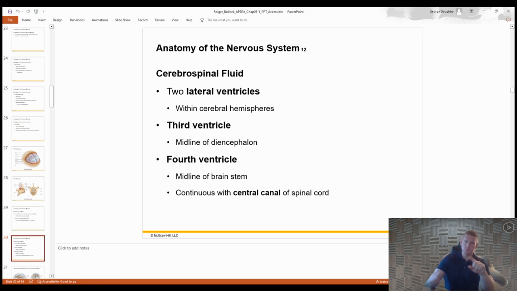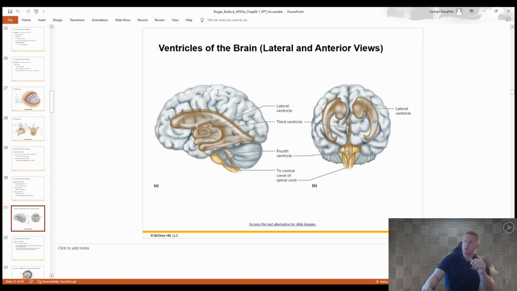There's 4 total ventricles, 2 lateral wings, a 3rd ventricle that travels down, and then a 4th ventricle that travels down a little bit further, all the way down to the brainstem. So here's what it looks like all together. It makes the most sense if you look at it from an underneath view. The ventricles, all you need to know is that's where we have all of our cerebrospinal fluid production.